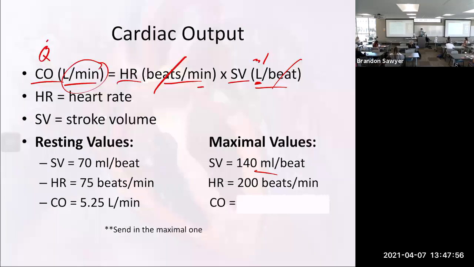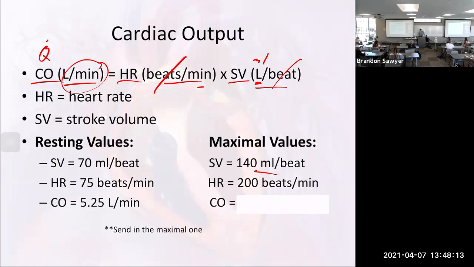Yeah. So then you've got to convert that into liters per minute just by moving the decimal place over to the left 3 places. Okay, so you can do that after you do the calculation if you want. It's probably a little bit easier than working with the decimal. So yeah, 5.25.